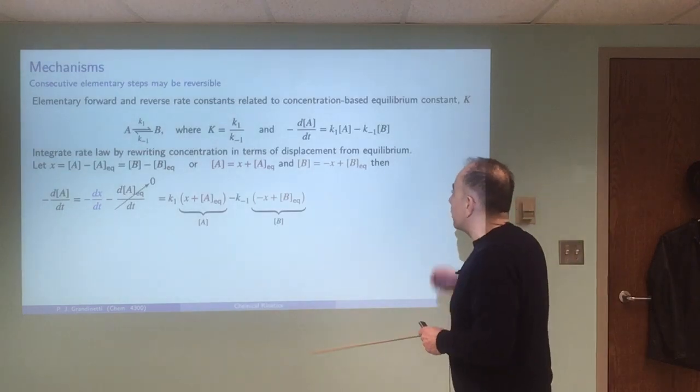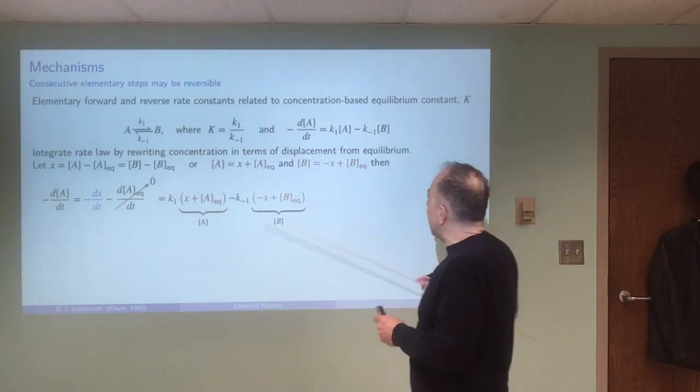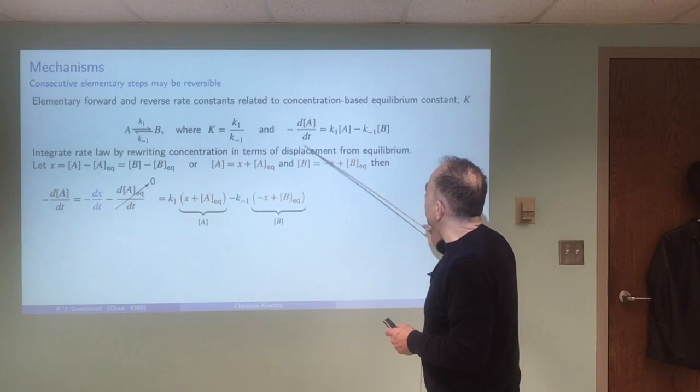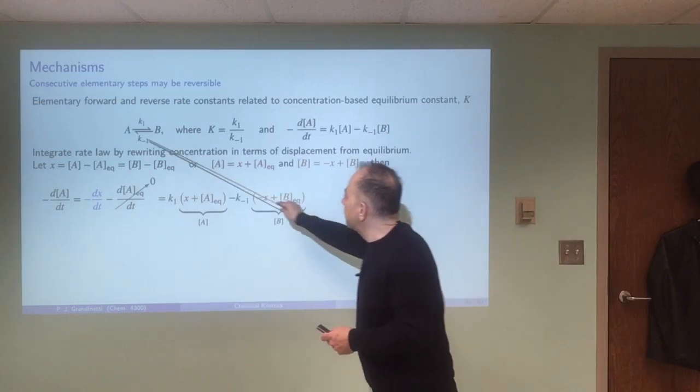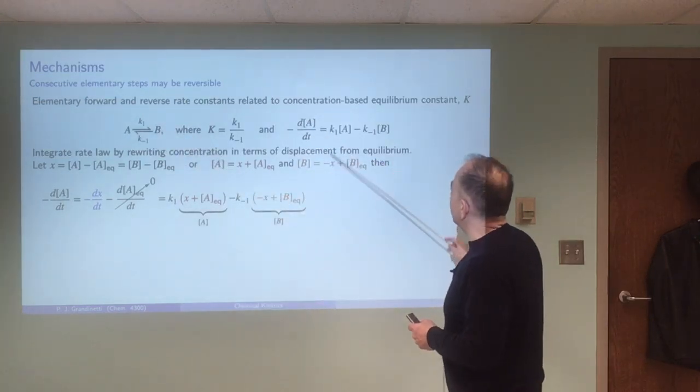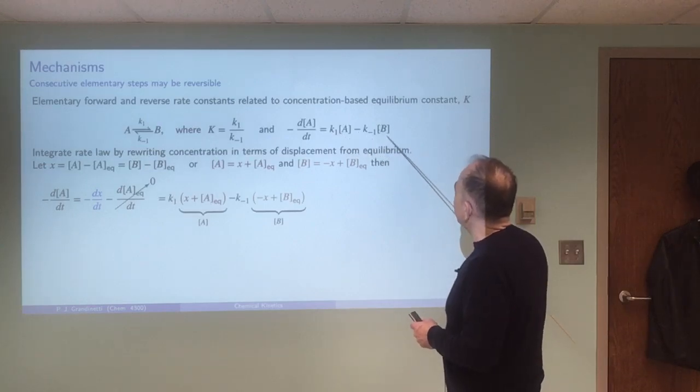Now, if I was going to write out the rate expression, I would write down here that the rate of change of A, which is being turned into B, is going to be K1 times A minus K minus 1 times B.